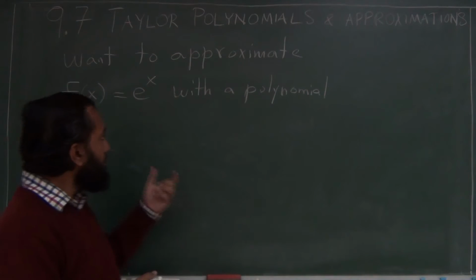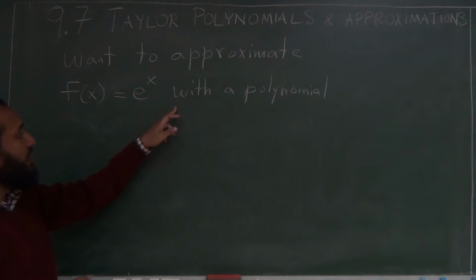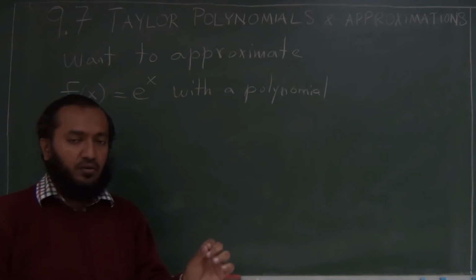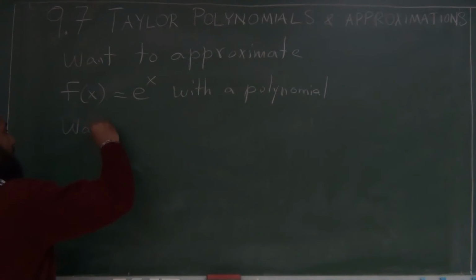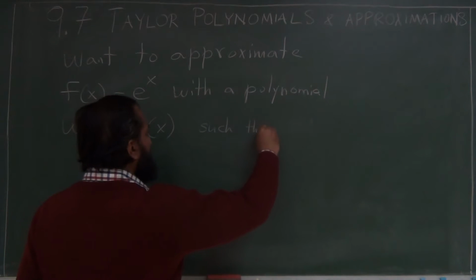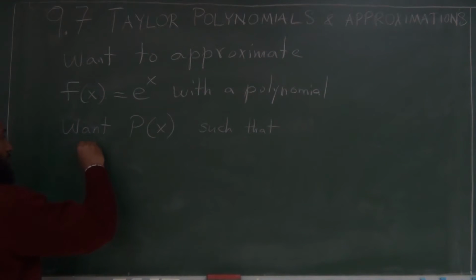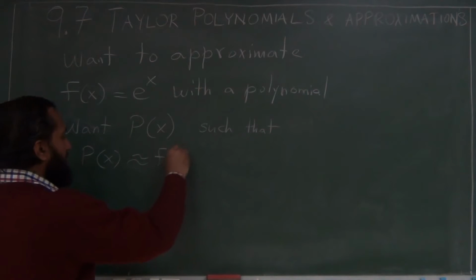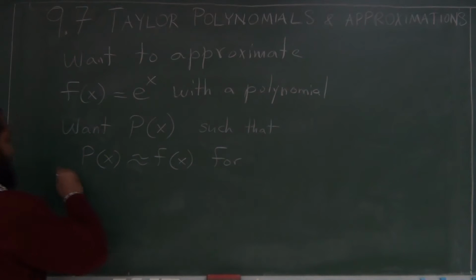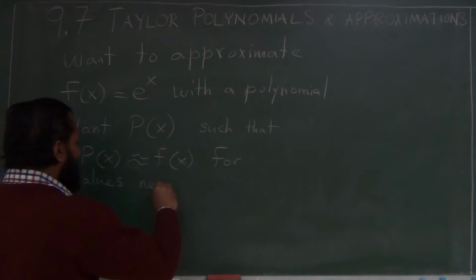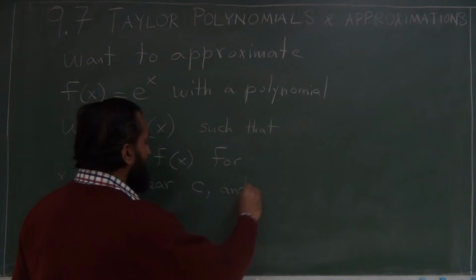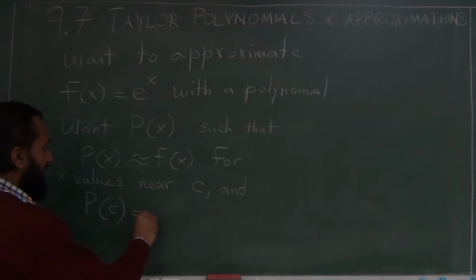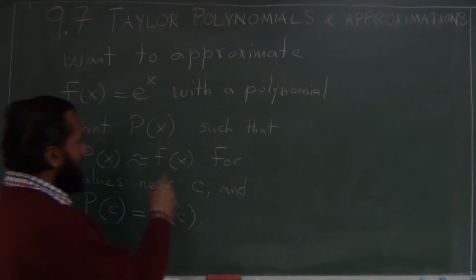So, we cannot be that careless in stating this. We have to maybe say that we want to approximate f of x equal to e to the x with a polynomial near a value, meaning we fix some value and around that value our polynomial is a decent approximation. So, want p of x such that p of x is approximately f of x for x values near some value c. And we might as well add the condition that the value of the polynomial at that point exactly equals the value of the function, in this case e to the x, at that point.